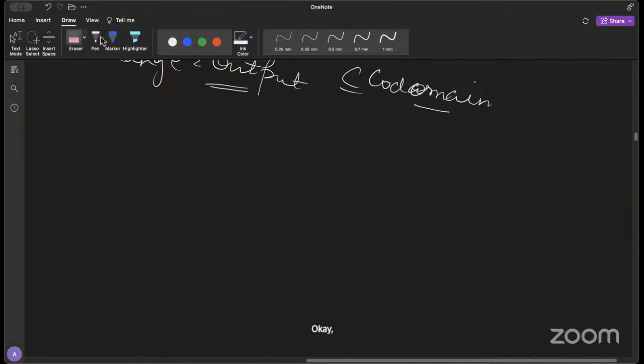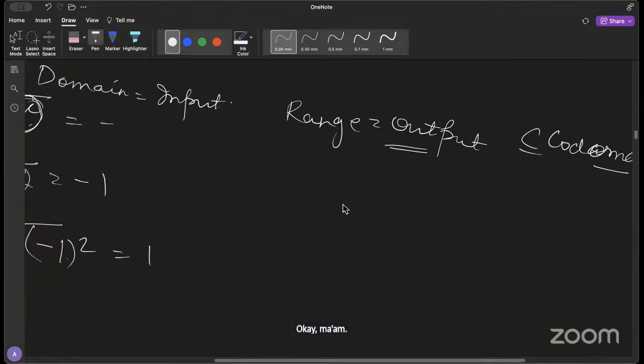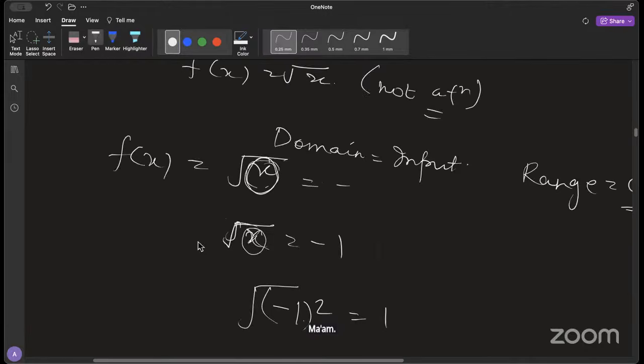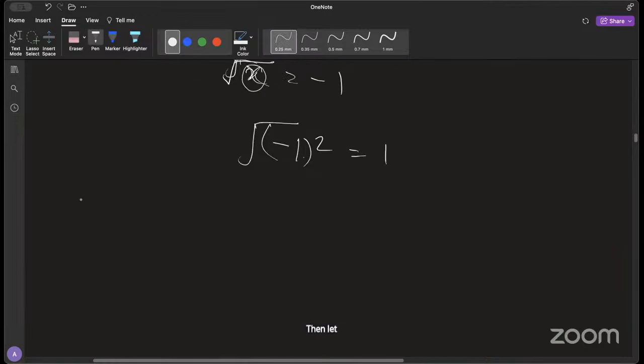Okay, let's simplify things. You would not be asked to find codomain. That's it. Codomain is generally never asked in questions. Okay, moving ahead. Then let's look at the types of functions.